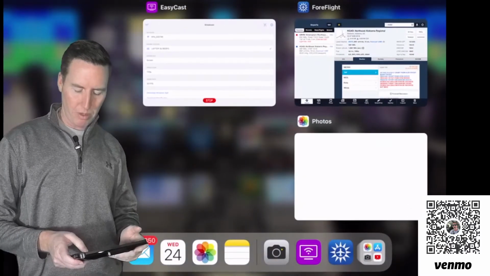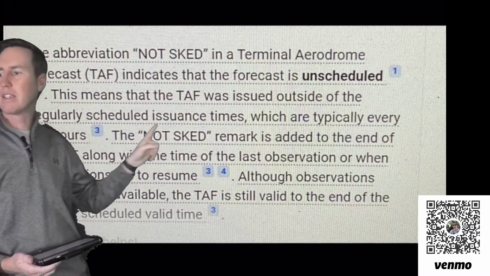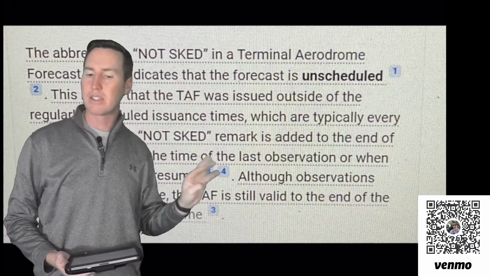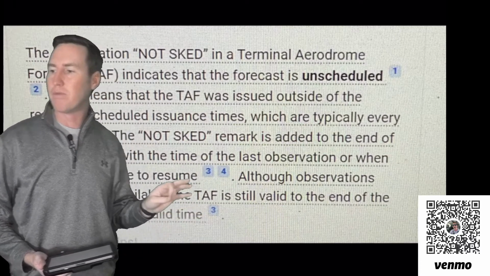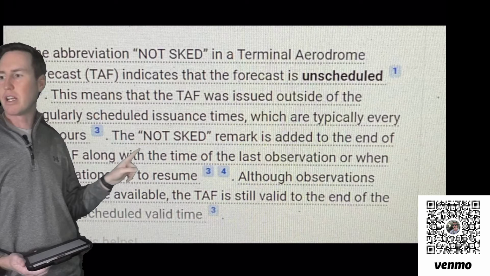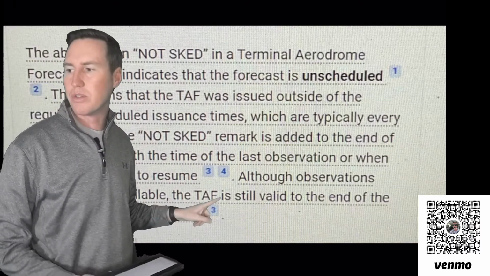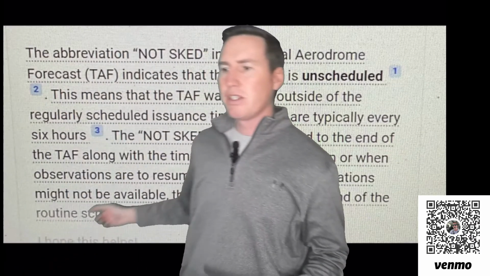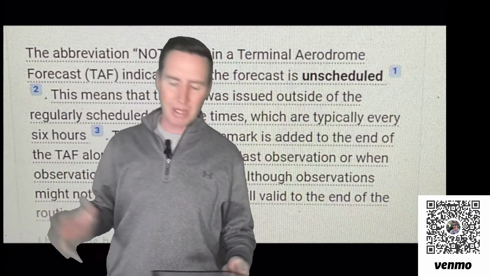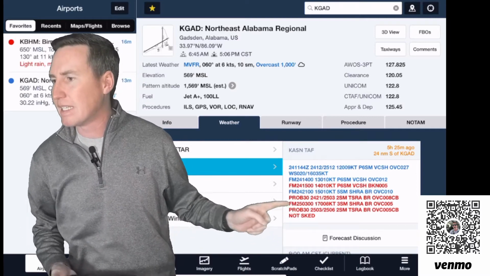So they're telling you why it says that. But I did want to show you what that means. So the abbreviation not SCED in a TAF indicates that the forecast is unscheduled. This means that the TAF was issued outside the regularly scheduled issuance time. So we talked about when it's normally scheduled, typically every 6 hours, 4 times a day. So the not SCED remark is added to the end of the TAF along with the time of the last observation and when they are to resume. So, it says, although observations might not be available, the TAF is still valid to the end of the scheduled valid time. So that doesn't really matter. Again, that's kind of getting into the weeds a little bit, but I did want to show you what that means there.